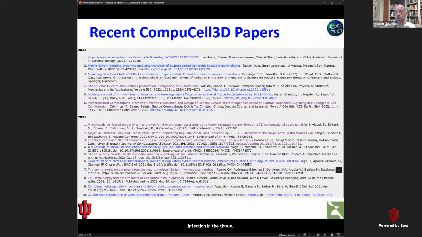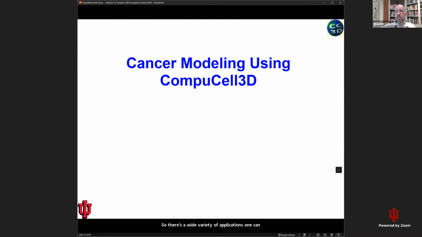Some of the recent papers published using CompuCell specifically are on our website. There are more from the date of this screenshot. And I hope that the people who are participating in this workshop will generate yet more examples of CompuCell applications. You could see, if we look here, everything from ovarian cancer spheroids to radiation effects to modeling myxobacteria and influenza infection. So there's a wide variety of applications one can use this kind of modeling to address.